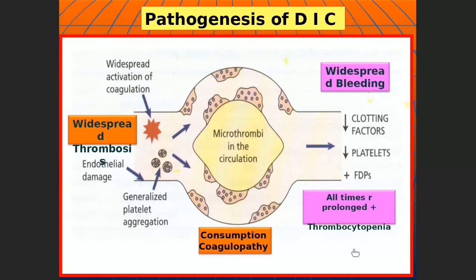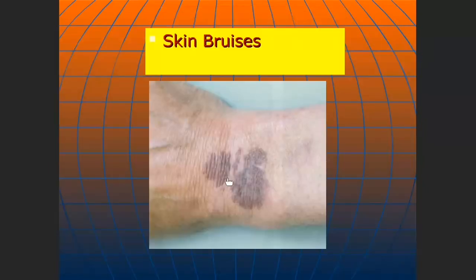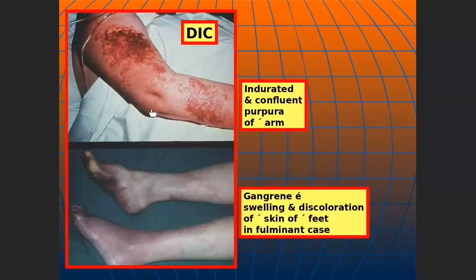This is a skin bruise in DIC. This is DIC complicated by purpura. And this is DIC complicated by gangrene as a result of occlusion of the blood supply by thrombosis.